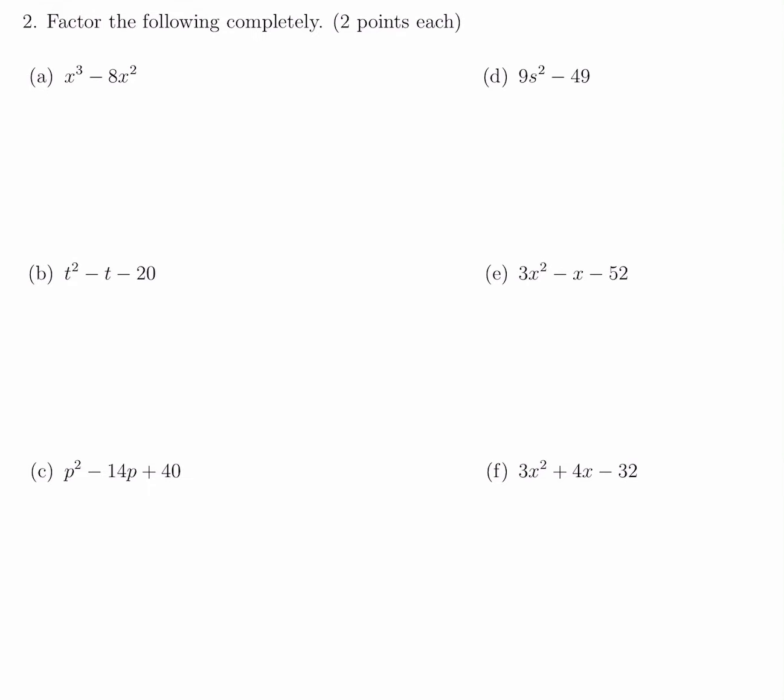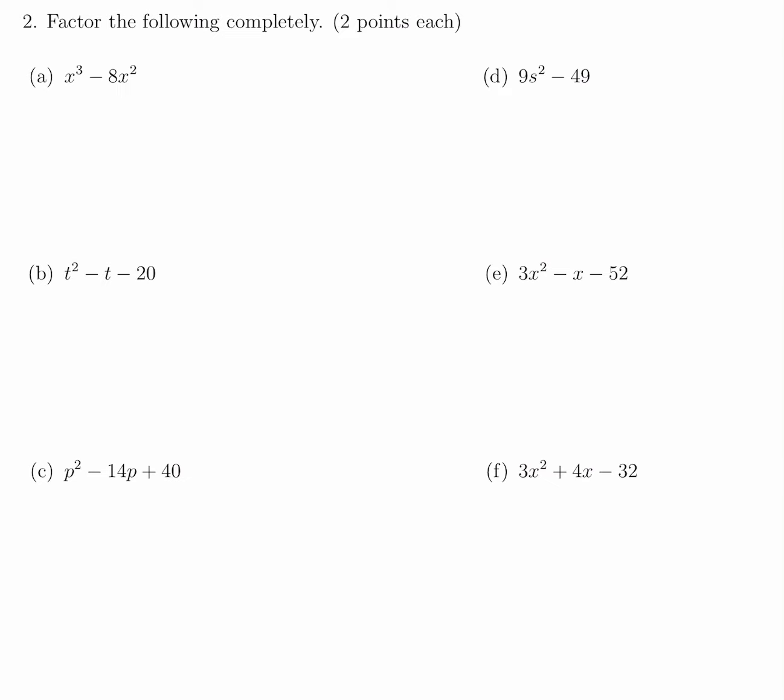In this video, we have some factoring review. Starting with letter A, we have x cubed minus 8x squared. It's a binomial, something with two terms. We can think, is it a difference of two squares or is there a greatest common factor? Well, 8 is not a square number, so 1 squared is 1, 2 squared is 4, 3 squared is already 9. 8 is not a perfect square, so I'm going to try to pull out a greatest common factor.